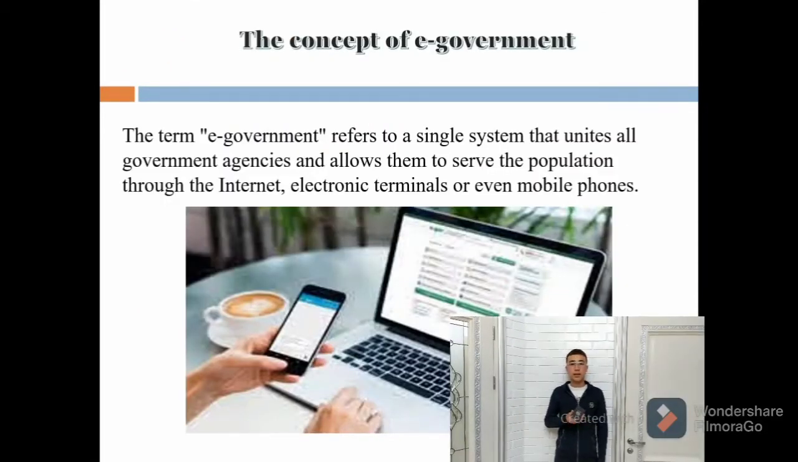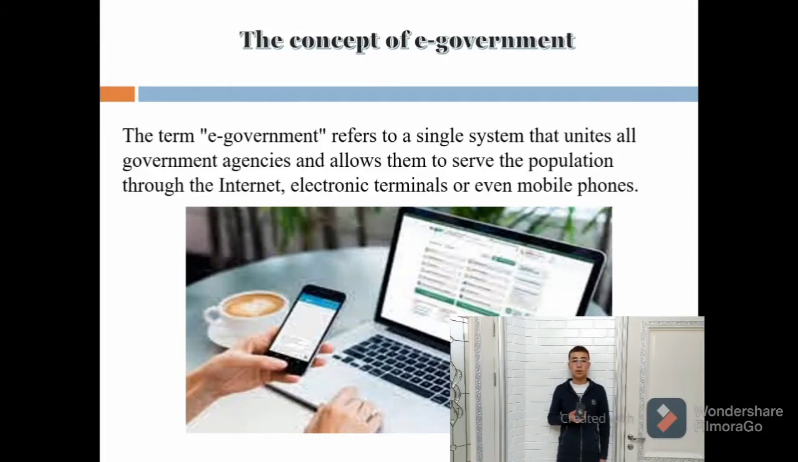E-government is a system that unites all government agencies and allows them to provide service to the public, not only to individuals but also to companies, through the internet, electronic terminals or even mobile phones. Information systems of all existing government agencies are taken into account in the integration into the e-government infrastructure.